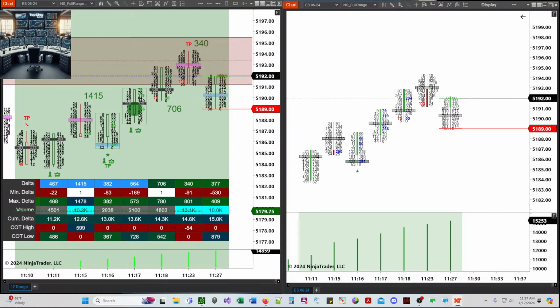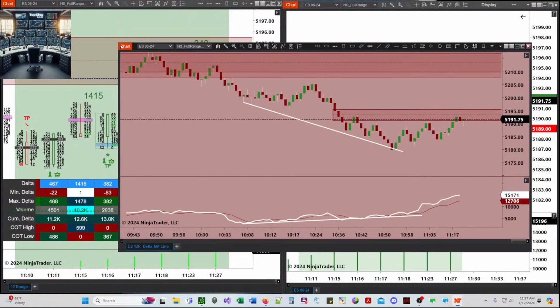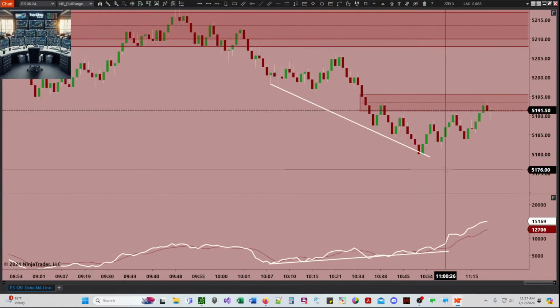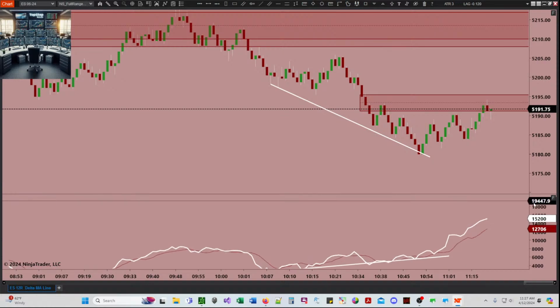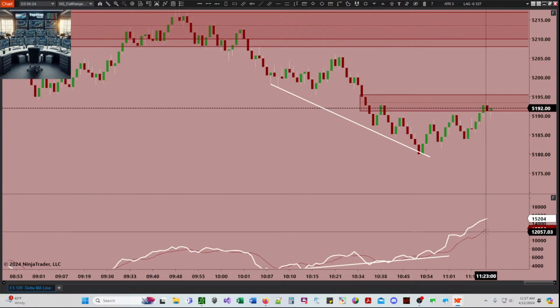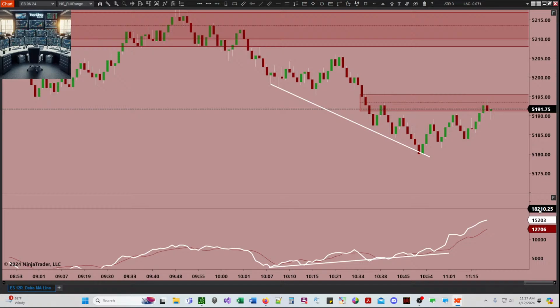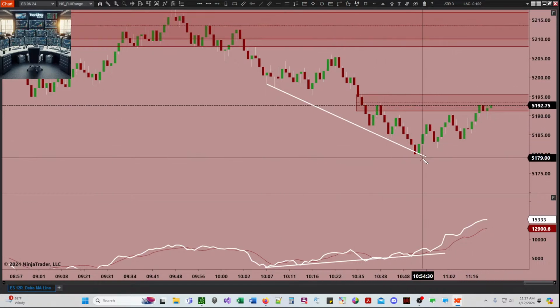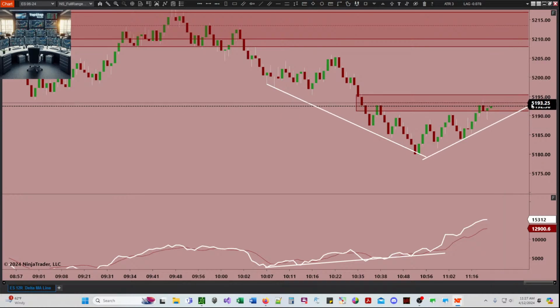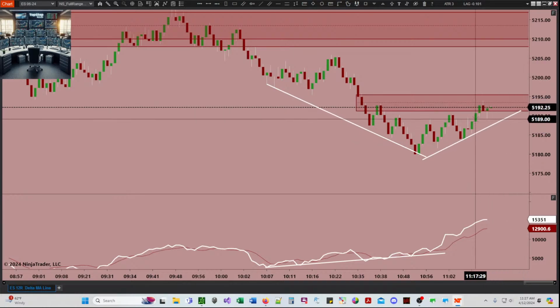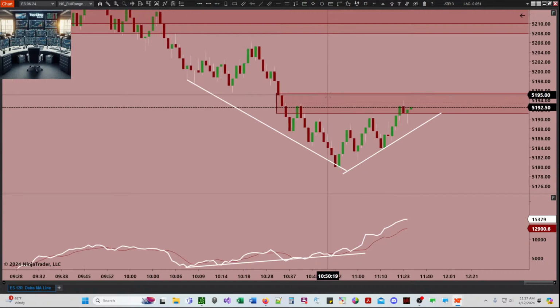Volume is steady climbing up. Steady climbing up on the volume. The white line is the Cume delta. The red line is the moving average. At some point, I would love to see a divergence to the downside.